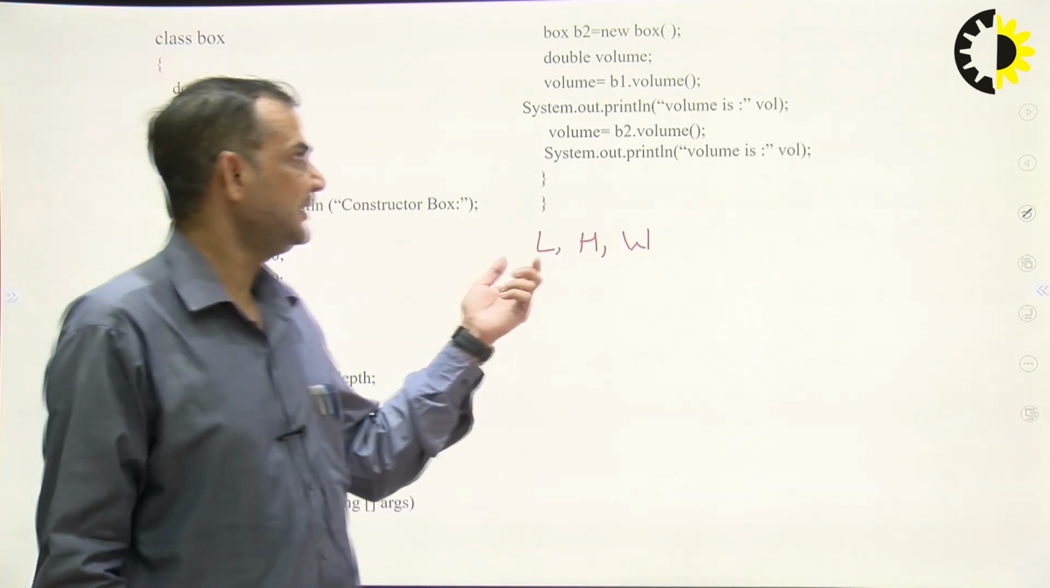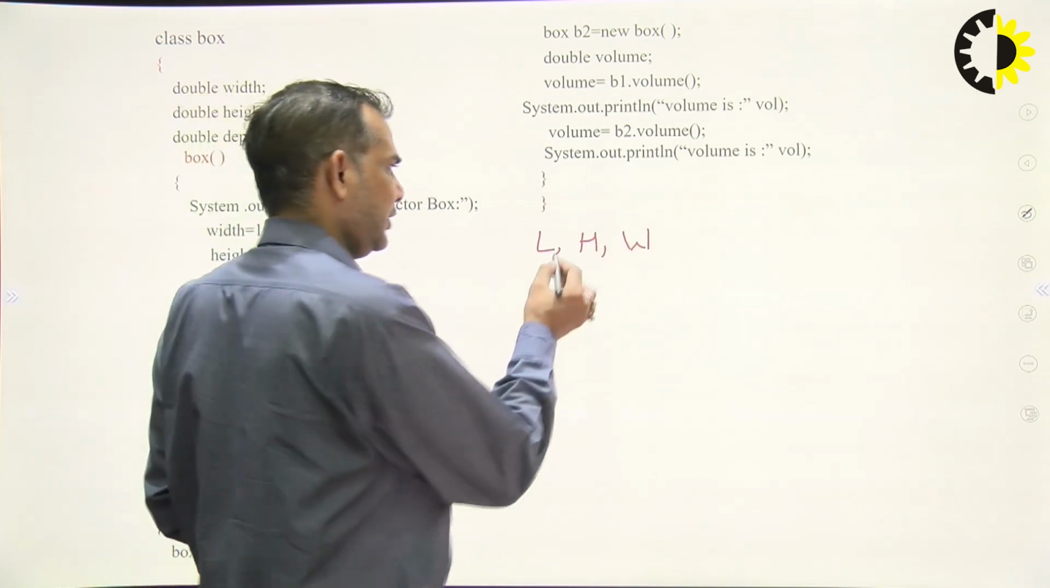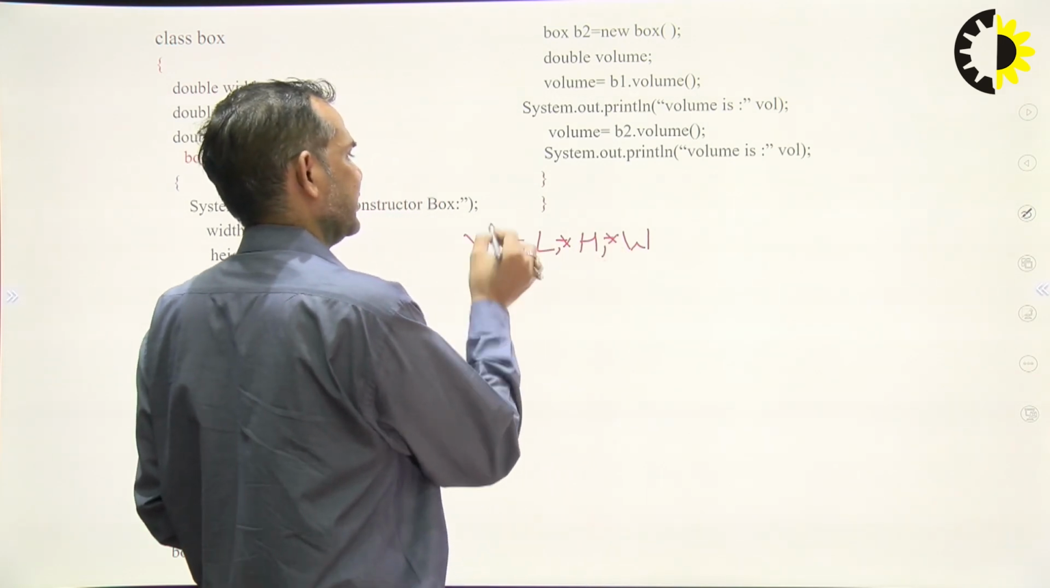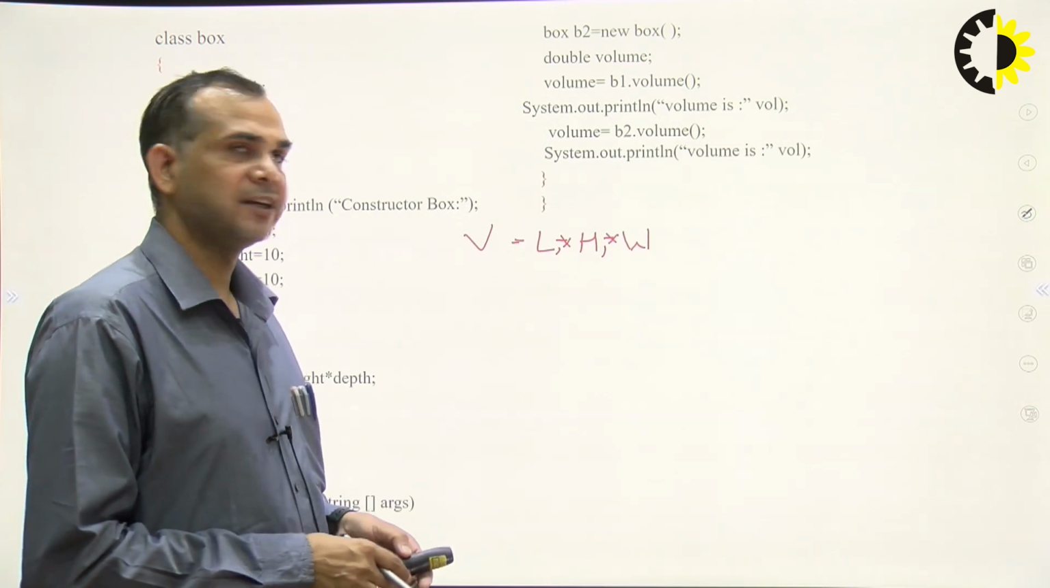One is length, second one is height, then width, and simply what we do, we multiply these values, and this value will be stored in another variable that is known as V, or we can say that is the volume.